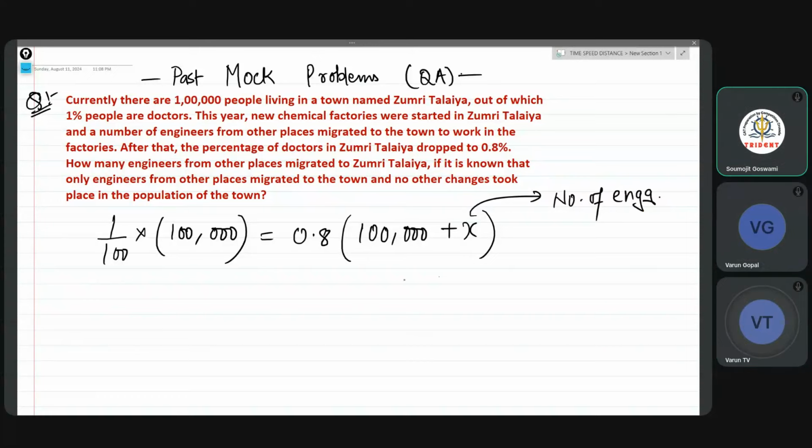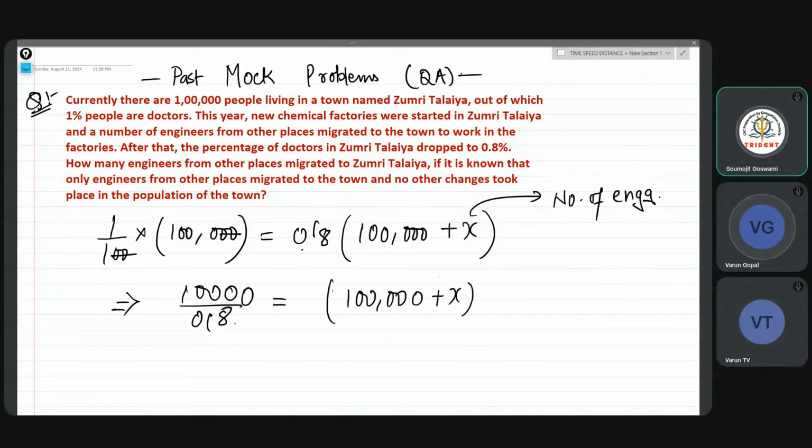Just confirm to me if you guys are doing a similar thing. So I can just get rid of two zeros, right? And maybe just take 1,000 by 0.8. I can cut this by 125 or whatever. Let's do that only. That equals 100,000 plus X, right? Cut 1,000 by 125, right? So this is going to be 125. I hope I haven't made any errors, right?